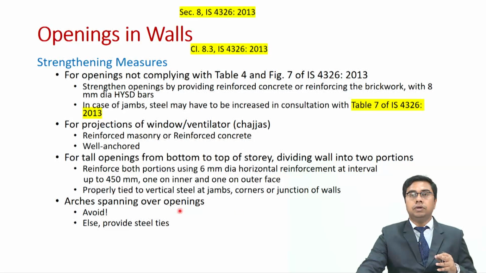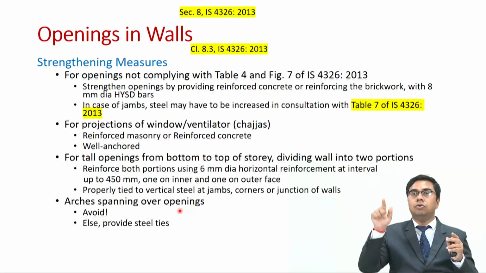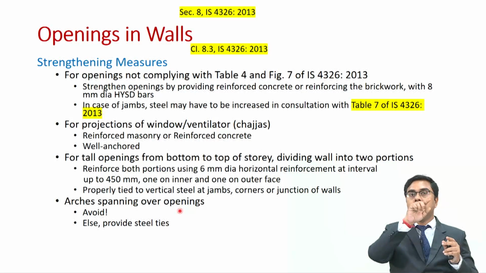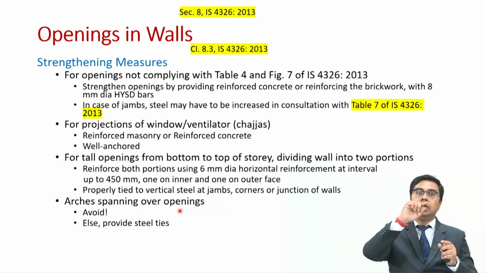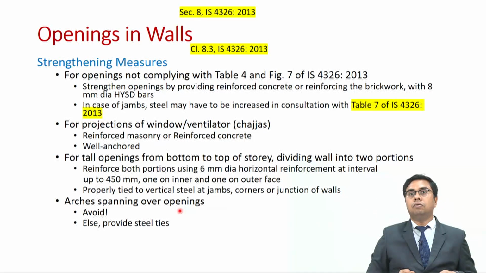Then we need to avoid arches spanning over opening. Let us say we have a window, and in that window we need to avoid arches, because arches introduce locations of weaknesses in walls. But if due to architectural provisions you cannot remove that arch, please provide a steel tie that will connect both sides of the wall across the window or door.